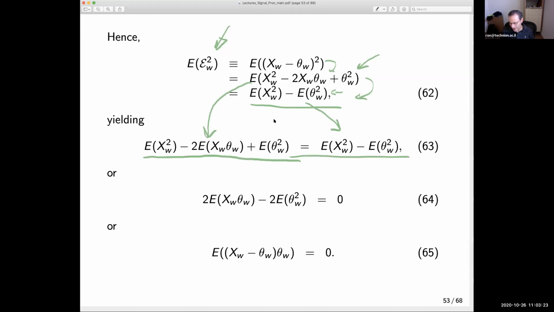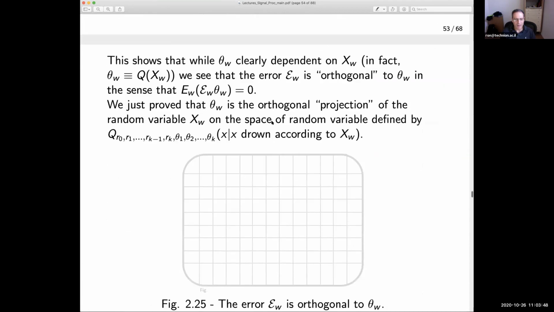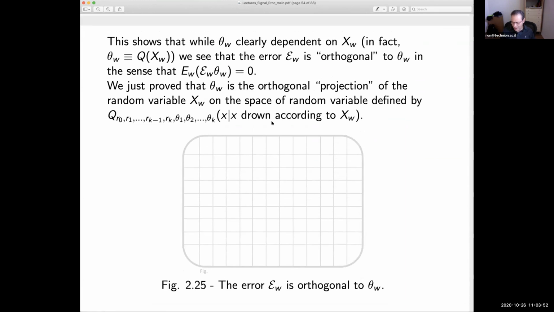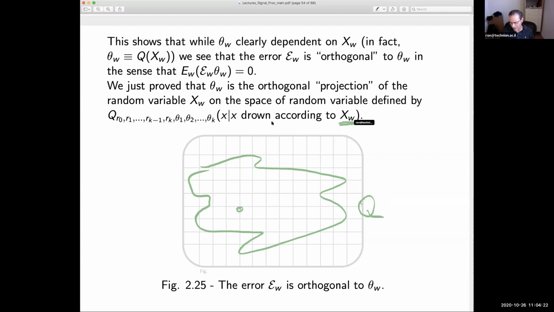In fact, what we can see is that the expectation of the error, when you project it, has a projection mechanism over theta equals 0. What does it mean? It means the following. If we look at it in a statistical sense, let's look at the set of all random variables defined by my quantization function q. This would be my origin. And by the way, the x of w is somewhere above this place.